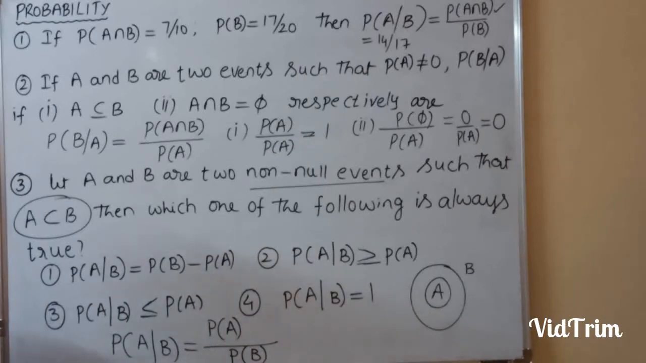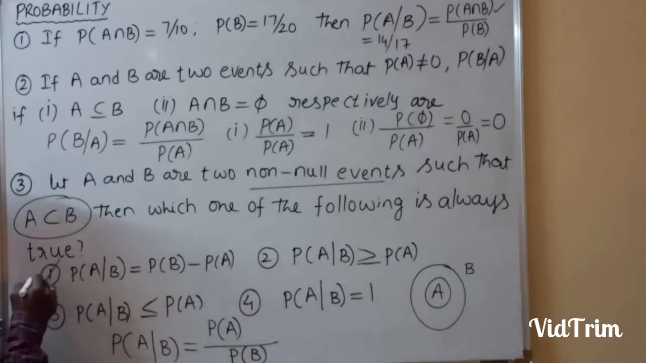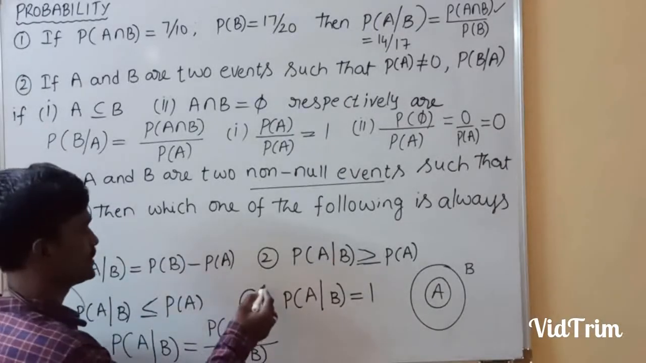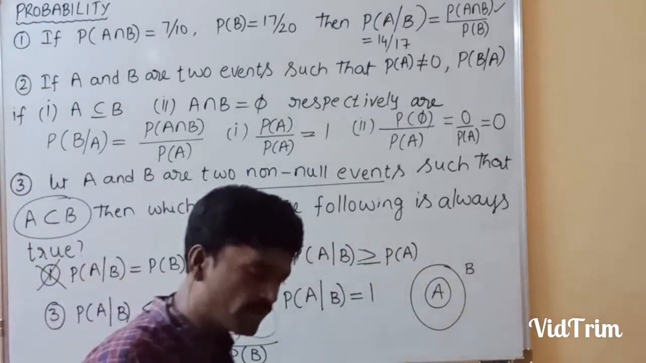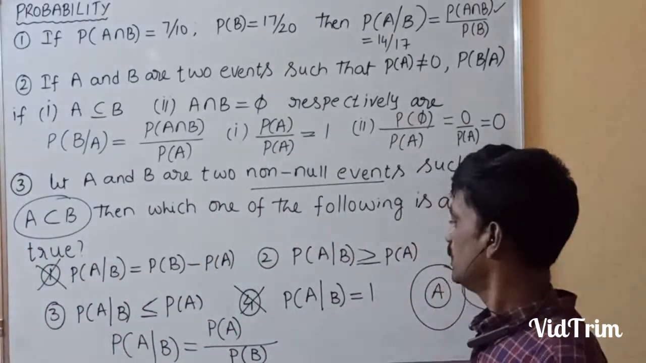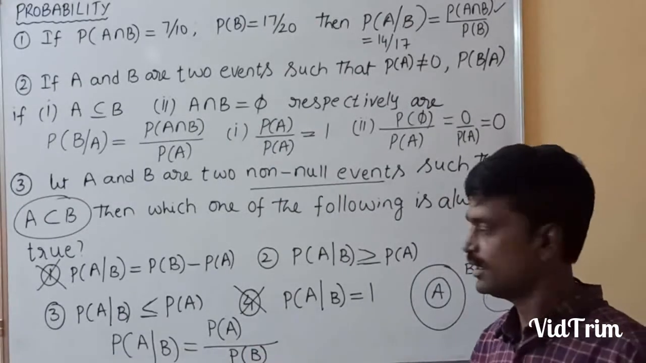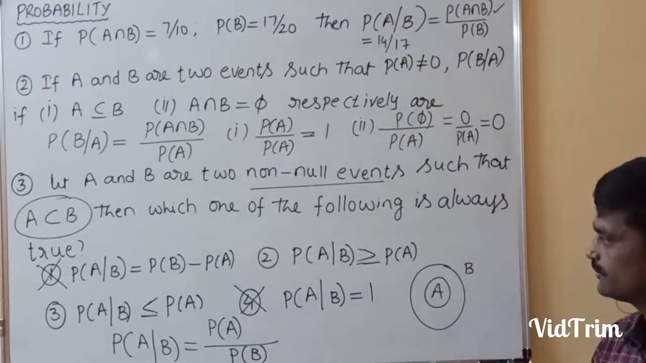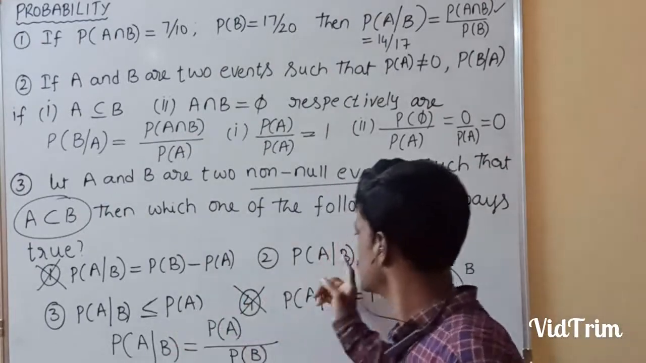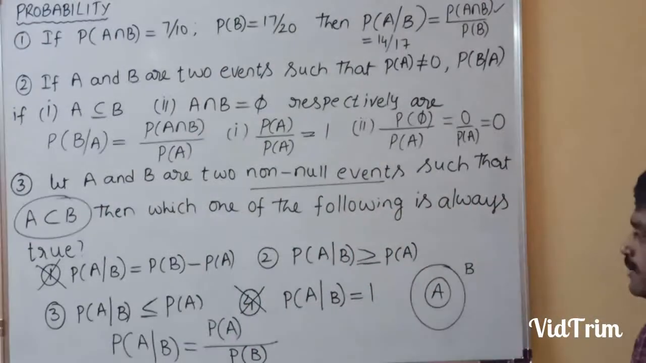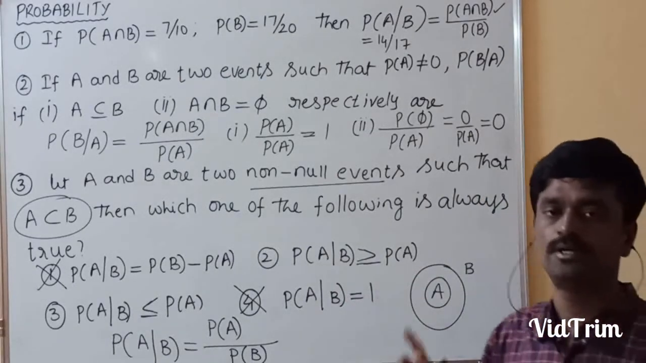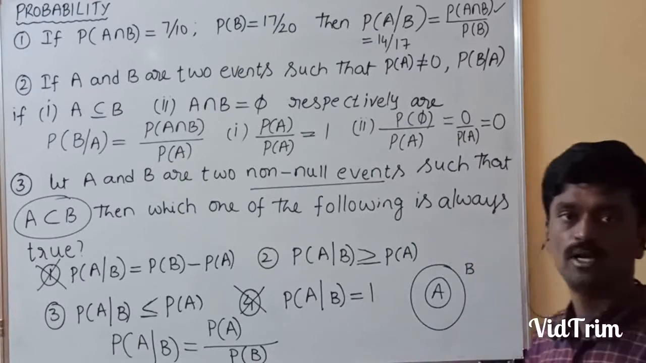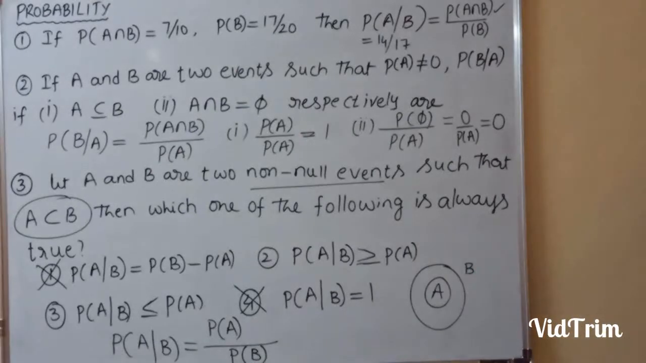So observe. Clearly the first option is wrong. Next, the last option is also wrong, because as A is a subset of B, P of A value is smaller than P of B. So P of A by P of B cannot be equal to 1 and hence P of A by B cannot be equal to 1. So first and fourth are wrong. Among these two options only one is correct. So that means they are comparing what? Probability of A by B and probability of A. Okay. So which is correct among these two?